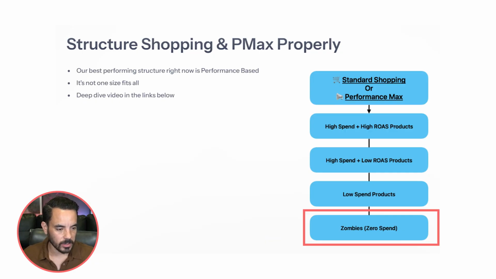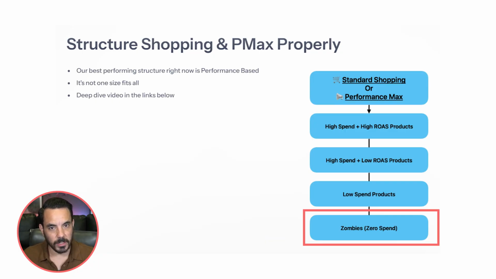We call these zombie products. Google hasn't tested these products at all, and oftentimes that's because you've lumped them in with hundreds of other products in the same campaign. So the idea here is we break them out to their own campaign, and we're probably going to run maximize conversions or maximize conversion value as the bid strategy here.